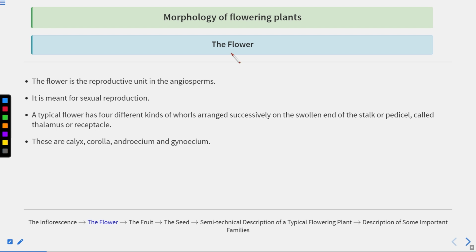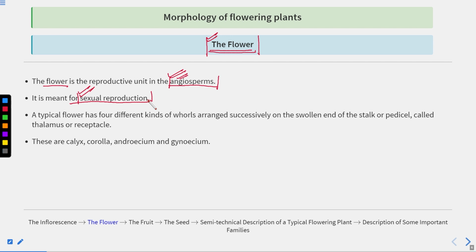Now the flower is the reproductive unit in the angiosperm. So we have completed the inflorescence. Now let us talk about the flower, the individual flower. The flower is the reproductive unit in the angiosperm, the flowering plant, right? So what is the reproductive unit? The flower. It is meant for sexual reproduction, because it has male and female reproductive organs.